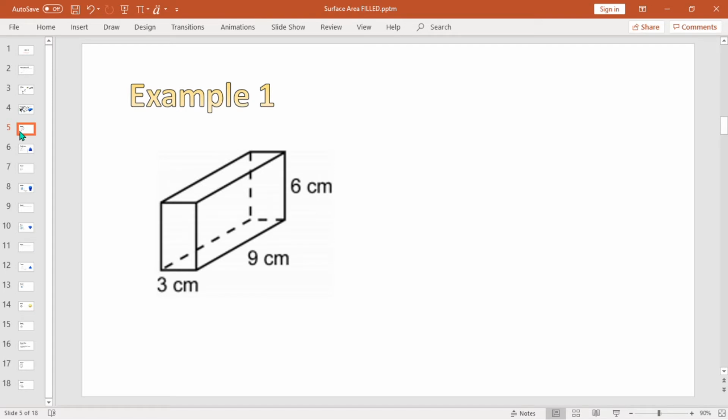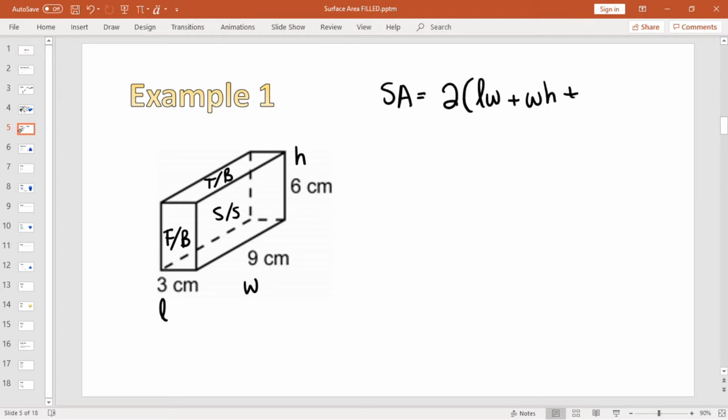So let's try an example. Here's front and back. Here are the sides. And here's top and bottom. But that doesn't matter. Just give your dimensions a name. I'm going to call this the H. I'm going to call this a W just to mix it up. I'm going to call this the L. And put them in the formula. So from the previous slide or your formula sheet, this is a formula for surface area of an entirely closed rectangular prism, which is what we have here. And make sure you get things in the right spot.